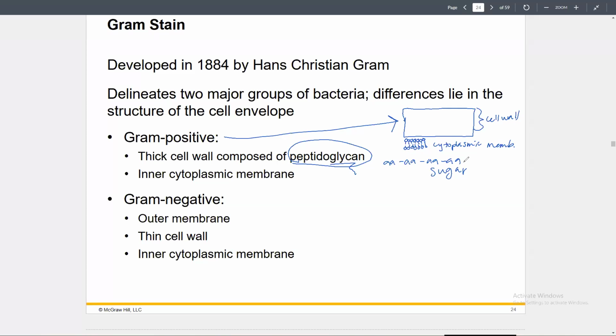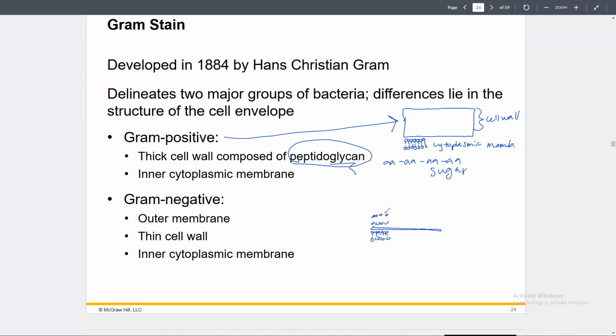And then we have our cytoplasmic membrane on the inside containing all the goo, the cytoplasm. For our gram negatives, they really only have like one layer of peptidoglycan. So a very thin layer of peptidoglycan. Then they'll have their cytoplasmic membrane on the inside. I wish I could just copy it, but whatever. And then we'll also have another membrane on the outside. They have an outer membrane.